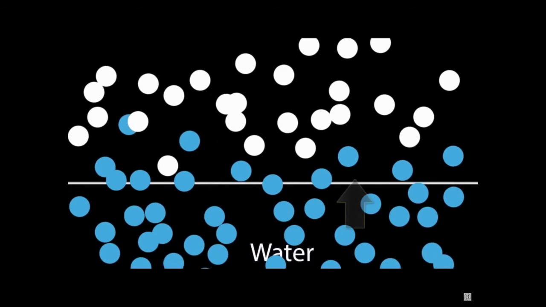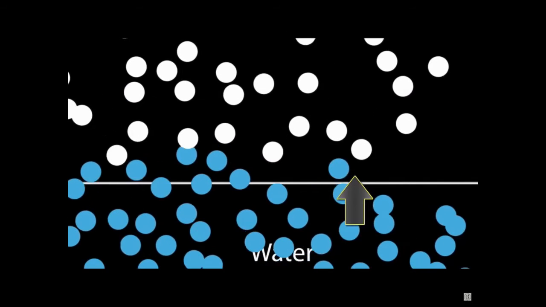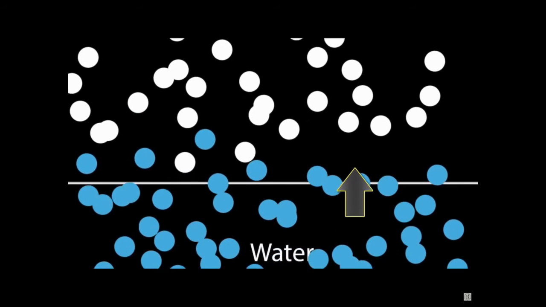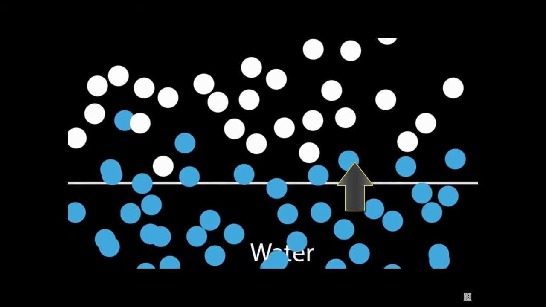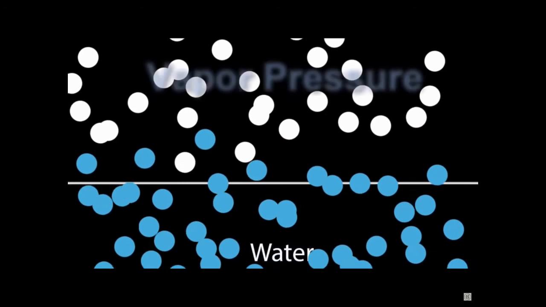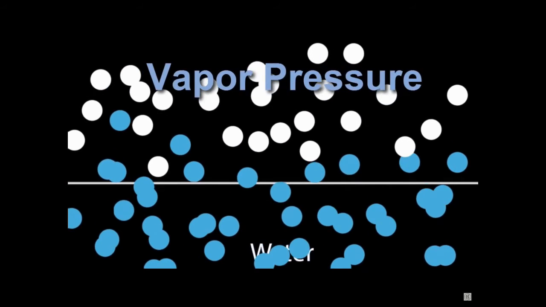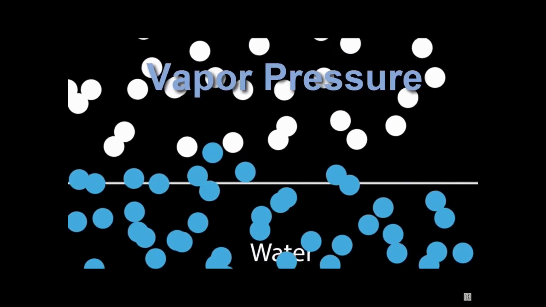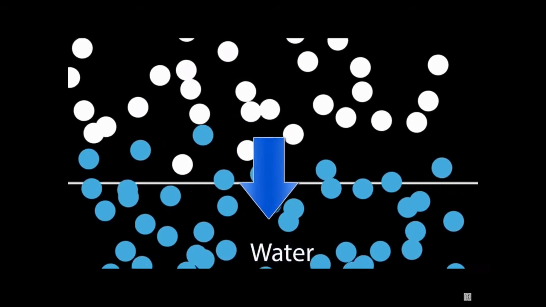The more collisions, the greater the pressure. But water molecules can create pressure when they leave the liquid. As these faster moving water molecules escape, they collide with the molecules of air. This creates pressure, and we call it vapor pressure. In a way, the water molecules are pushing or colliding against the air molecules. This reduces the amount of pressure felt by the water.